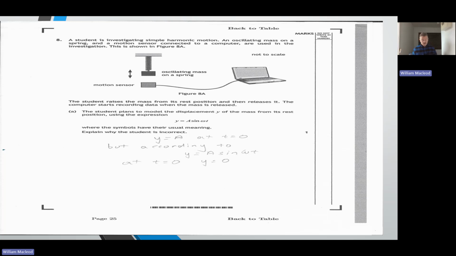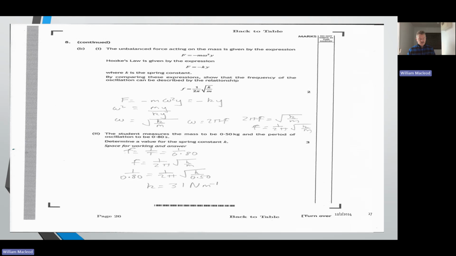Well, when you're using that equation, that assumes that y is 0 when t is equal to 0. But in this case, he's actually raised the mass from the equilibrium position, so y is not 0. So we can't use that expression. Now, the next question.